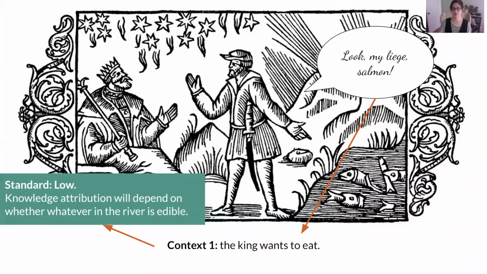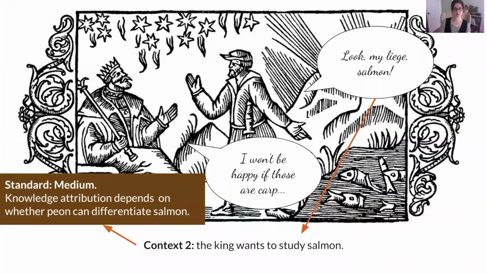So here's an application. Look, there's salmon is the same sentence applied in the first context where the king wants to eat, and compared to the standard, which is a low standard, an easy standard to meet, the knowledge attribution will depend on whether whatever is in the river is edible. Then we do get a knowledge attribution that is true. It feels like the peon knows. We're all good. Now think about the second context, where we have a medium standard because the king wants to study salmon. So the standard is a little higher than just any old fish will do. In this case, only salmon will do, and you've got to be sure that you can distinguish salmon from non-salmon, for example. So knowledge attribution will depend on whether the peon can differentiate salmon. So does the peon know? Well, it depends on how good his evidence is, right?